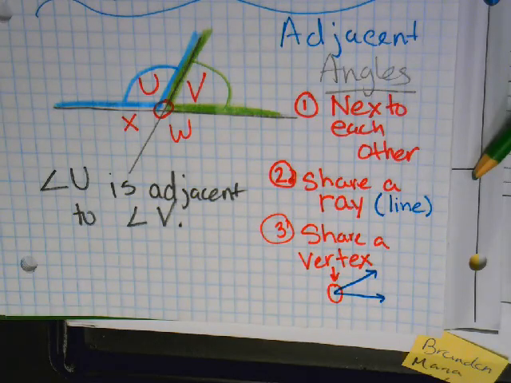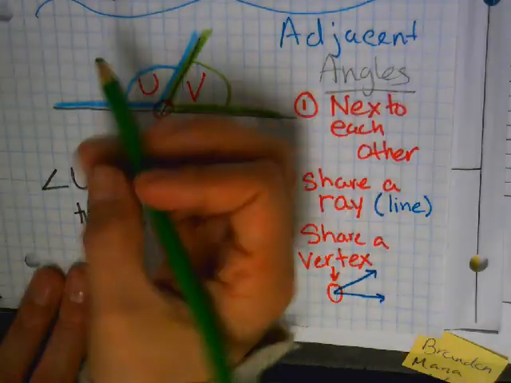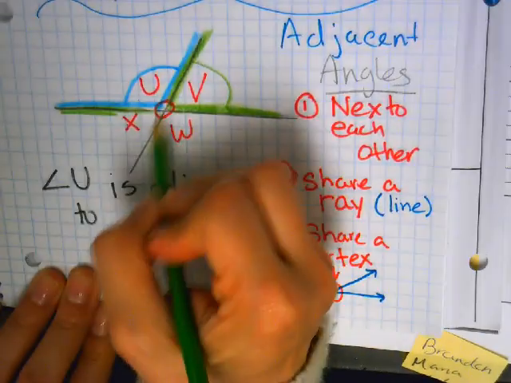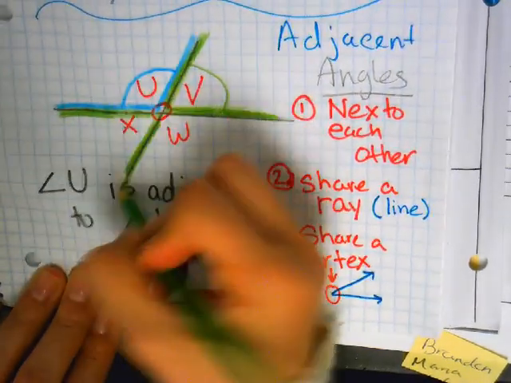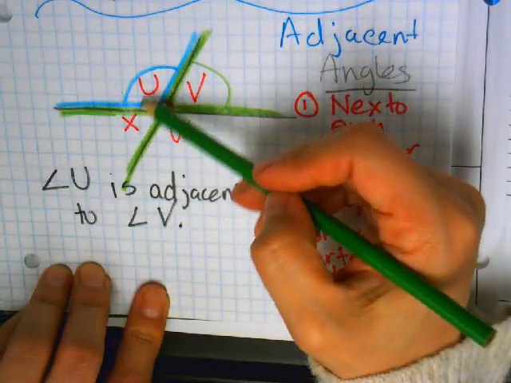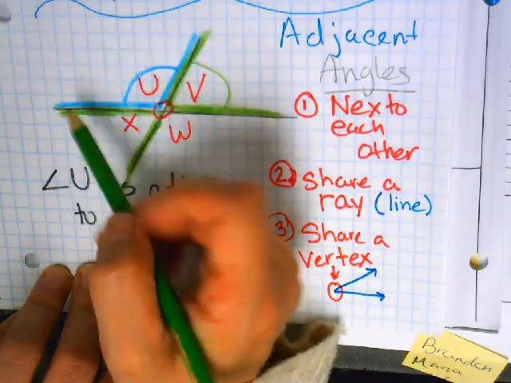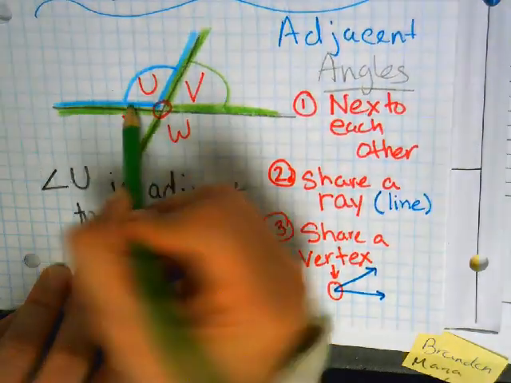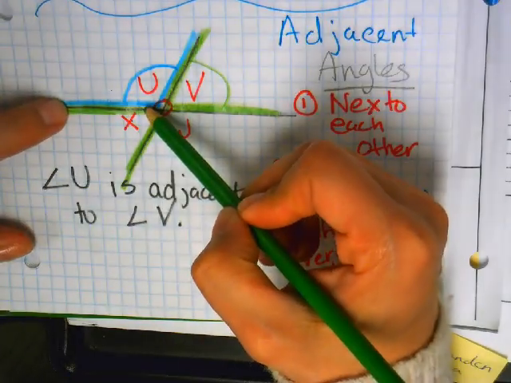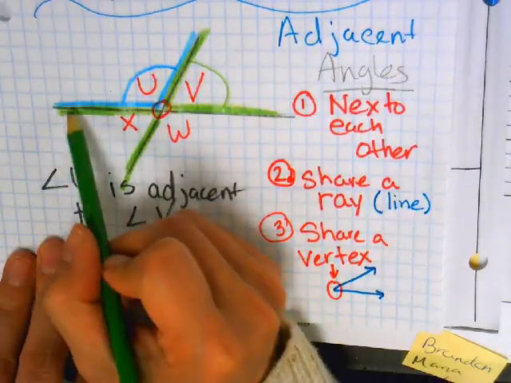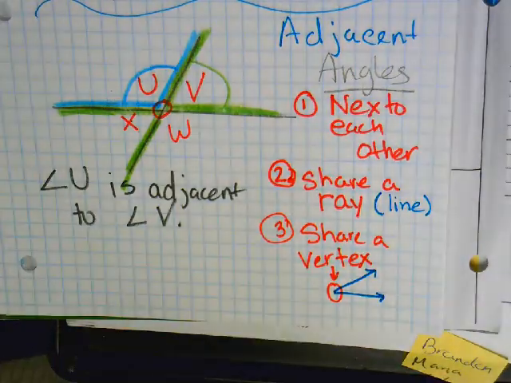So, angle U is adjacent to angle V. Is that it? No. What about X? Are X and U sharing a line? Did my colors overlap? Yes, they overlapped here. They shared this line. In order to create X and U, I had to trace over this same line.